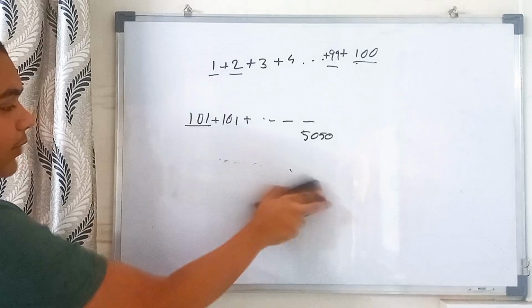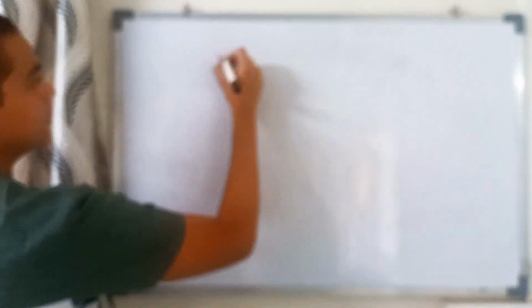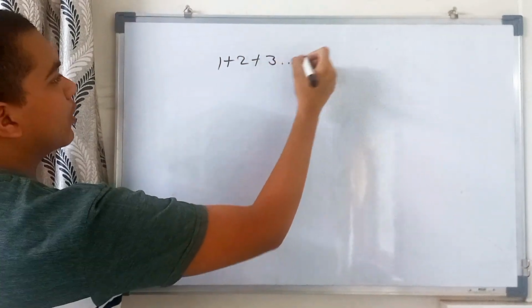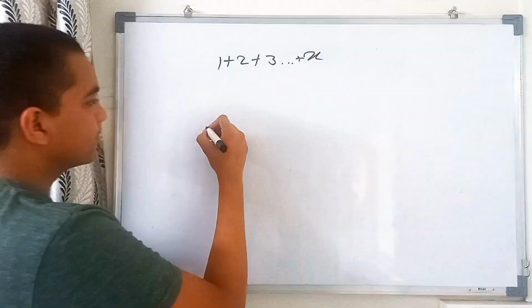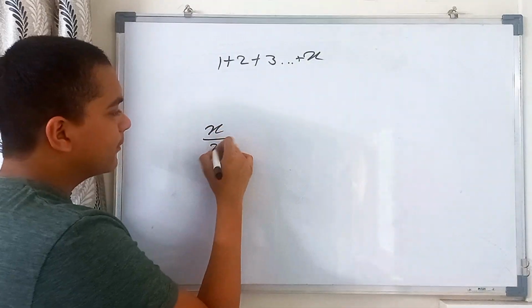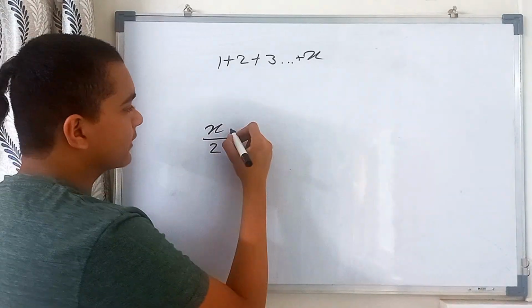If we want to express it with variables, you can just take any series, 1 plus 2 plus 3 dot dot dot x. x is the length of the series. We divide it by 2 to find the pairs, and the sum will be x plus 1.